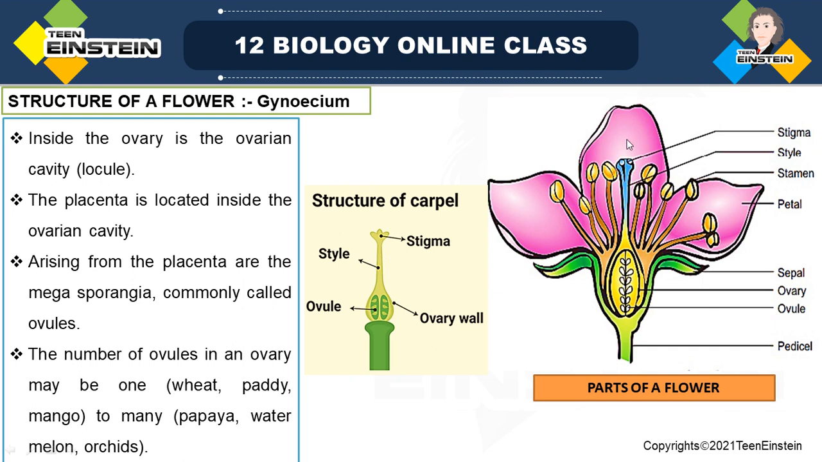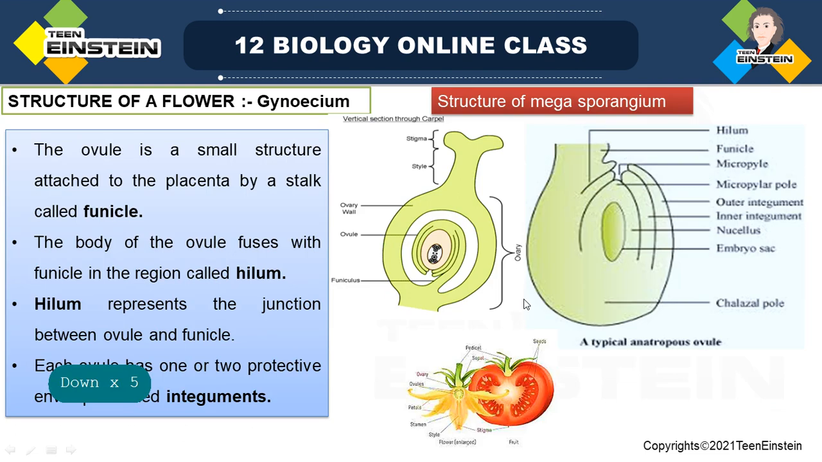And here the parts of the flower I have already told. Next we are going to learn about the structure of the ovule or megasporangium. So now we are going to learn about the structure of a typical angiosperm ovule.